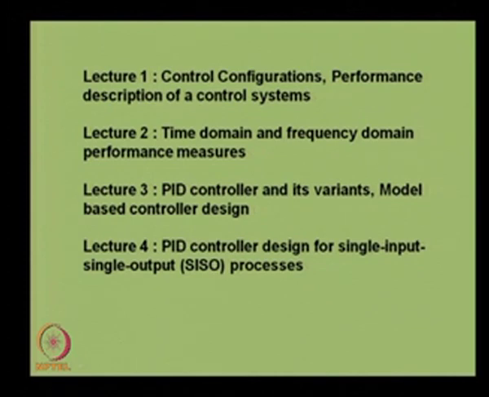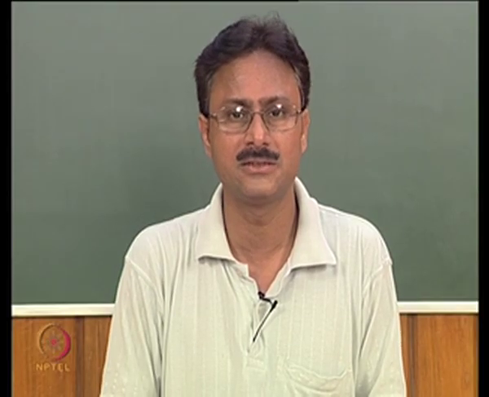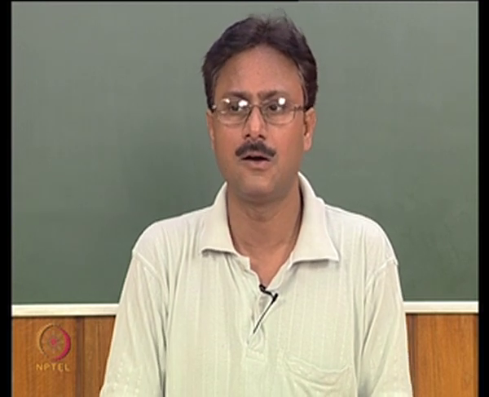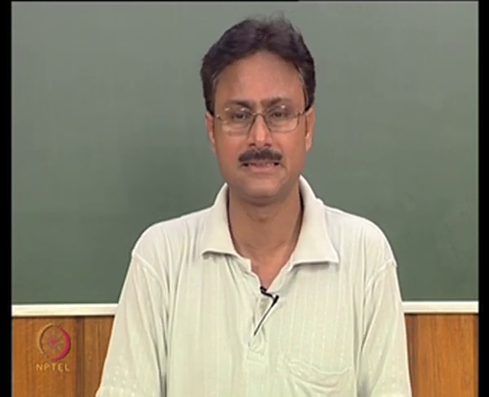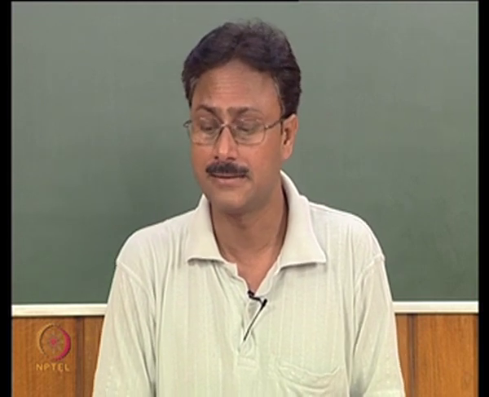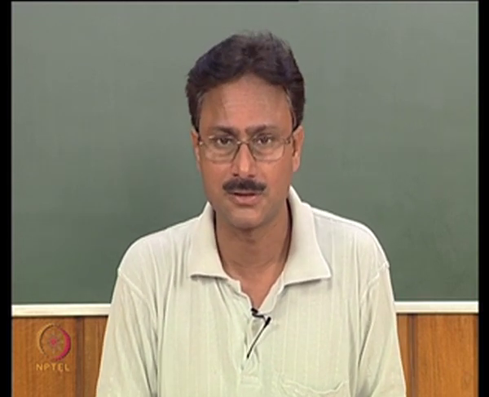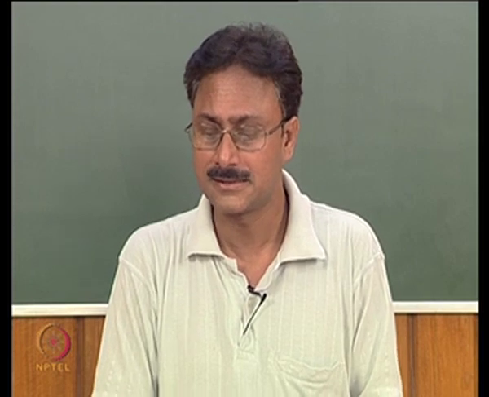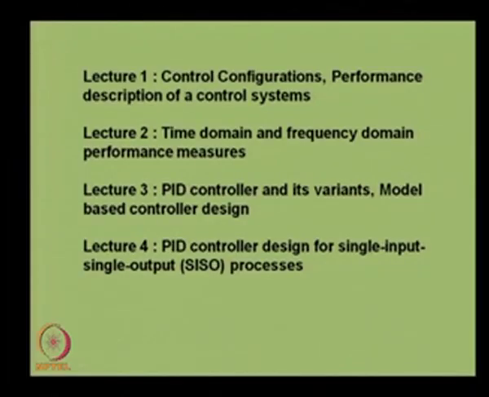It can be put in series with the plant or process, in parallel with it, or in both ways, a series feedback combination. That is known as controller configurations. Next comes the performance description of control systems.